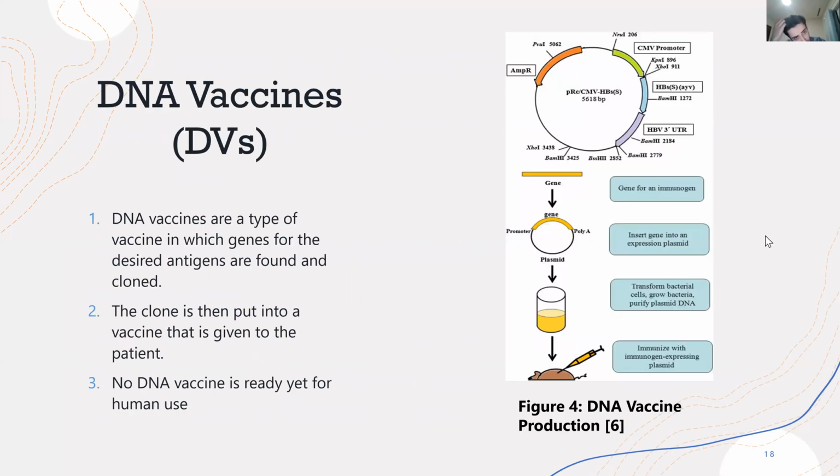Another type of vaccine is the DNA vaccine, and this type of vaccine is a vaccine in which the gene for the desired antigens are found and cloned. The clone is then put into a vaccine that is given to the patient. This type of vaccine is still in experimental stage, so it's not available for human use. Figure 4 here summarizes the process of DNA vaccine production.